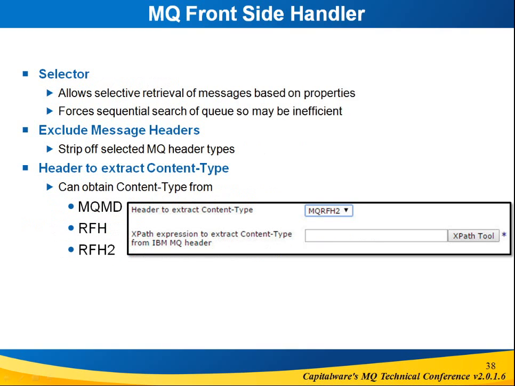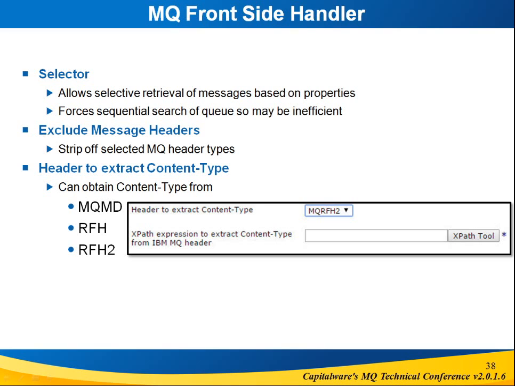The next option is selectors. This allows you to do selective retrieval of messages from a queue based upon certain property values. It's a SQL92 format. It was introduced into MQ to support JMS and then became available for other languages as well. In my opinion, you should never use selectors under any circumstances, whether you're writing JMS or traditional MQ applications in other languages or in a front-side handler within DataPower.